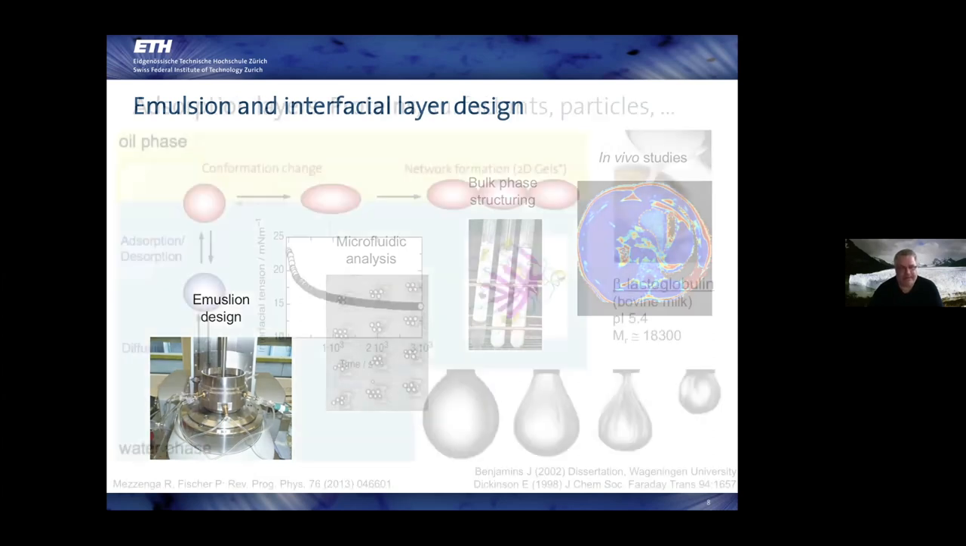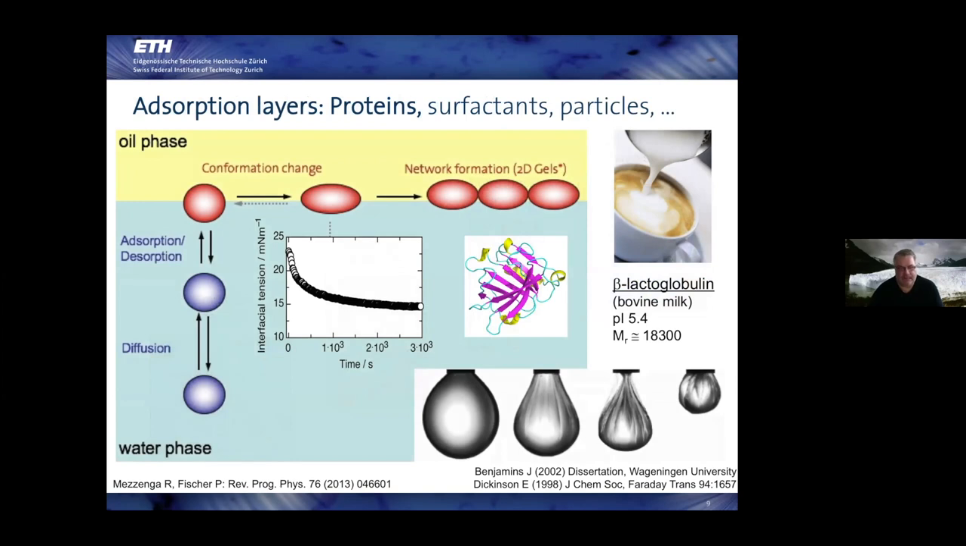Okay, how to make this emulsion? Or let's say the interface of this emulsion. Well, classically, a lot of food emulsions are stabilized by proteins. This is a summary of the adsorption of proteins, conformation changes, the network building of a gel or more glassy interface that is stabilizing the emulsion. There's a lot of work on that. I always like to refer to the PhD thesis of Benjamins from Wageningen University, who really nicely put that together some 20 years ago. But there's a lot of extensive work existing in that area.